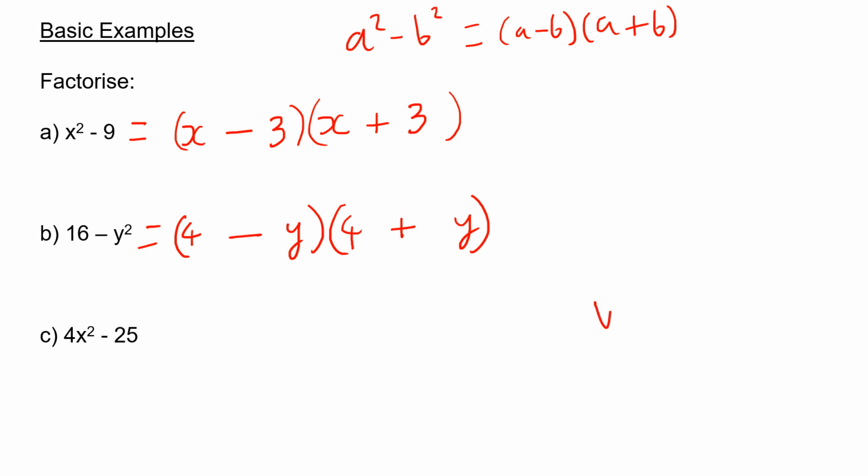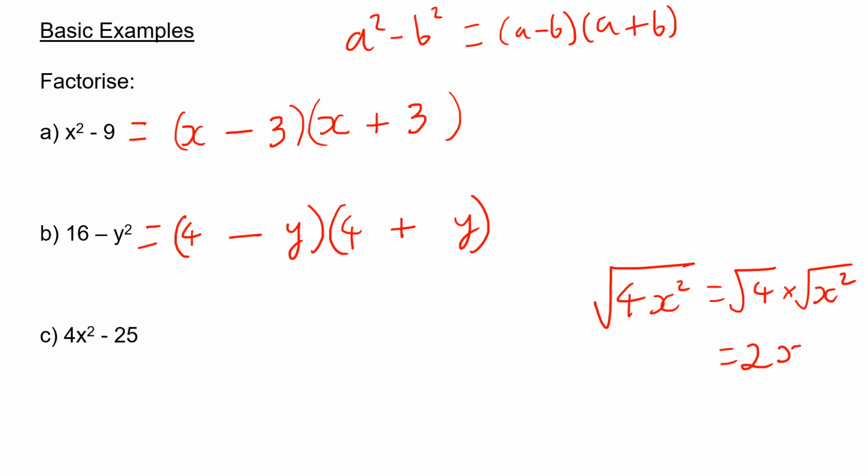C looks a bit trickier, but remember the square root of 4x squared is just going to be the square root of 4 times the square root of x squared, which is 2x. The square root of 25 is 5, so we have 2x minus 5 times 2x plus 5.